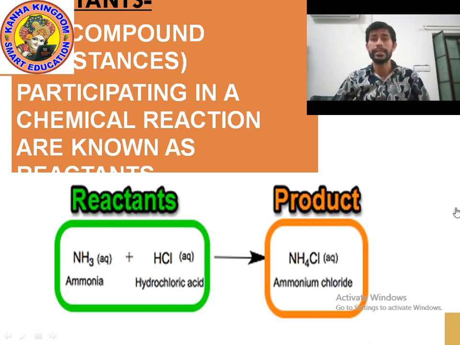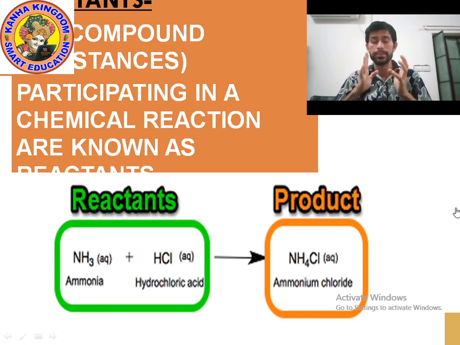NH3 plus HCl both are reactants. Why? Because they are reacting with each other, which means they are giving a result. They are making a new chemical. So that's why they are reactants.